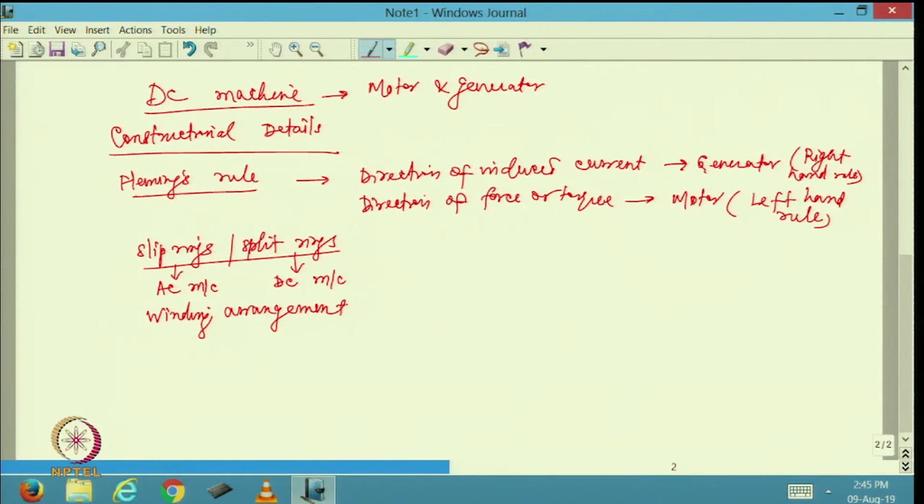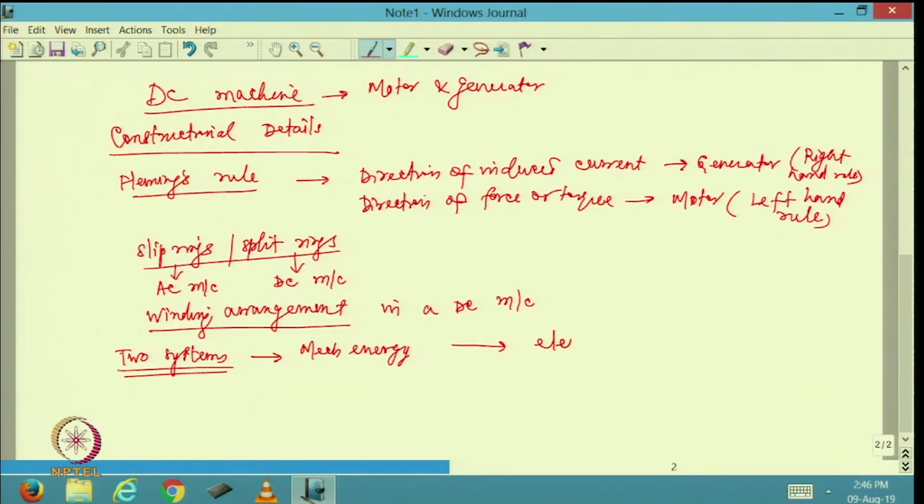So, this is what we are going to cover in this particular lecture. So, winding arrangement specifically in a DC machine, this is what we are going to look at. Okay. First of all, we should know that in any machine we will require two systems. Unless there are two systems, it is not going to work very well, because we will require first of all mechanical energy to be given, and that is going to be converted into electrical energy or vice versa. This is what we talked about when we talked about electromechanical energy conversion.